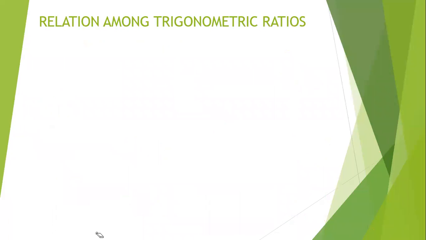Now let us see what is the relation among trigonometric ratios. To understand this, I am taking one sum. Triangle PMN is a right angle triangle and angle M is equal to 90 degrees. Angle P and angle N are complementary angles. Complementary angles means their sum is 90 degrees. So when you add angle P and angle N, you will get 90 degrees. Okay.